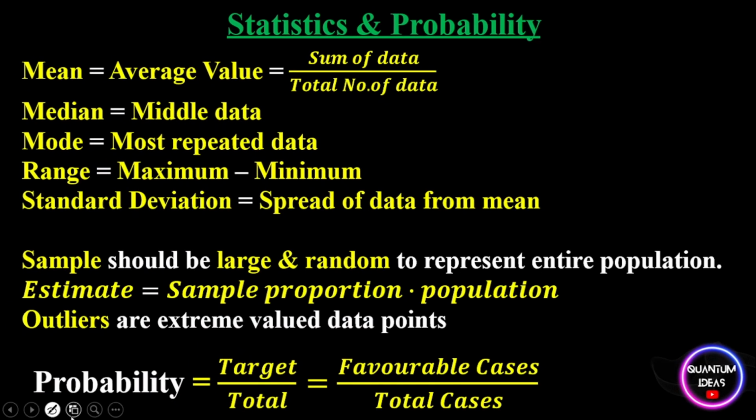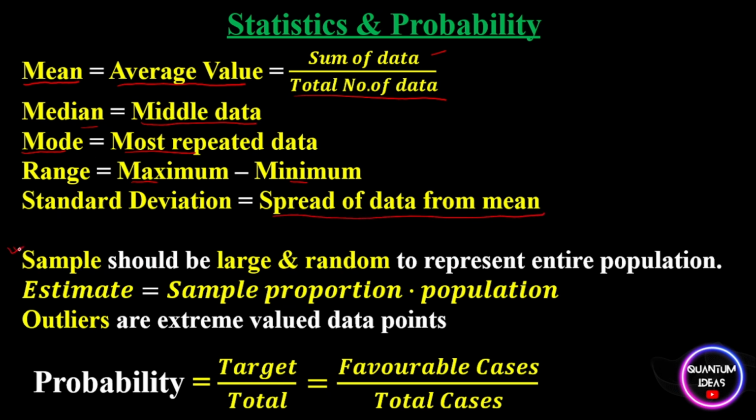So next we have statistics and probability. We know that mean is basically the average value. It is the sum of the data over the total number of data. We know that median gives the middle data, right? And mode is the most repeated data. Range gives the maximum data point minus the minimum data point. Standard deviation is basically the spread of data from the mean.